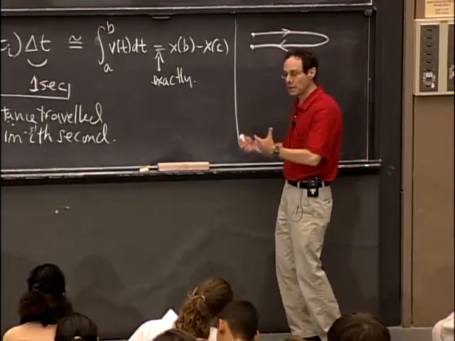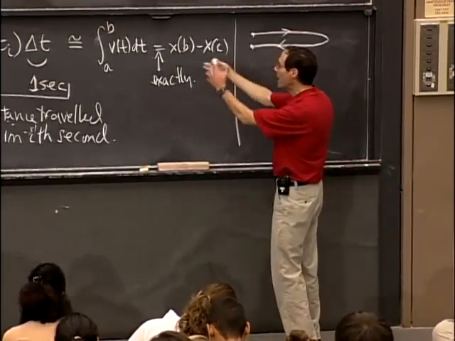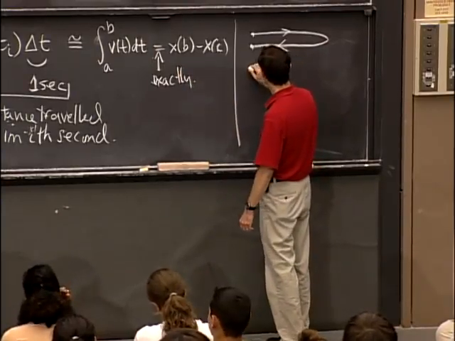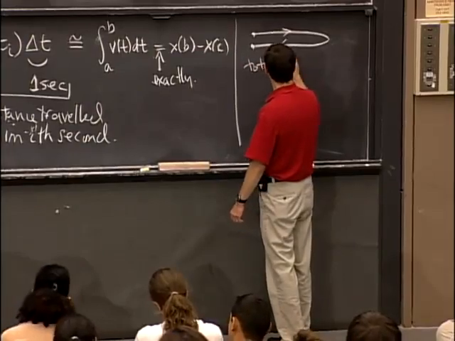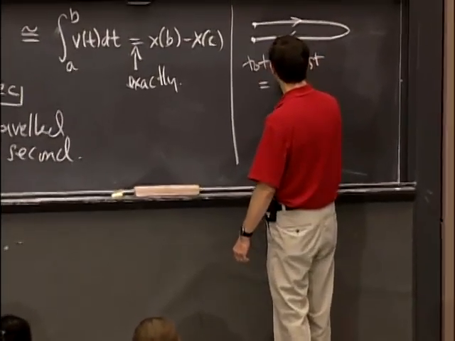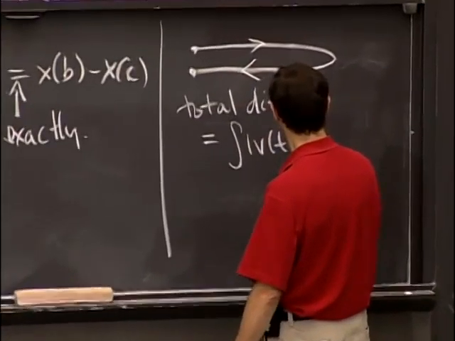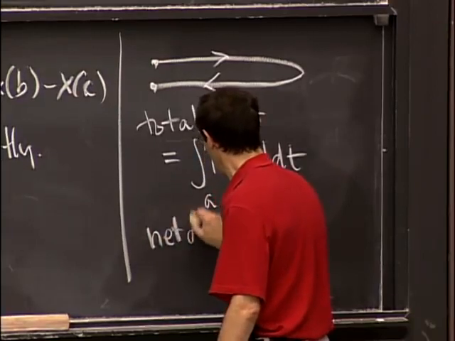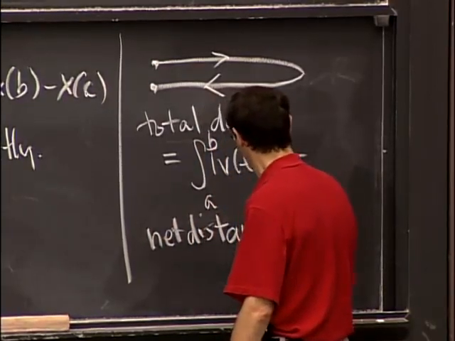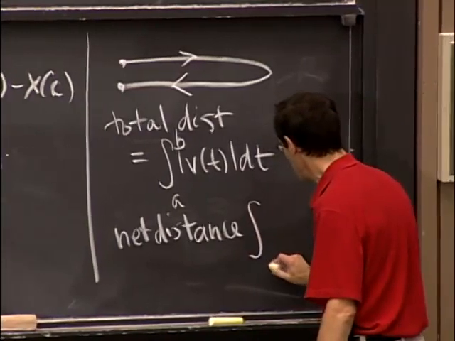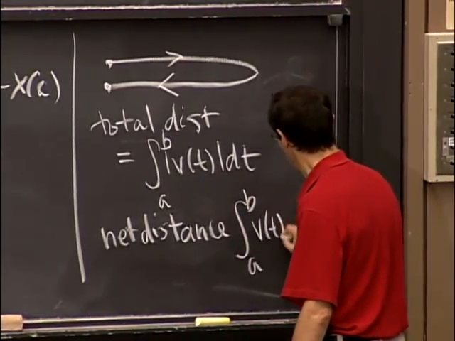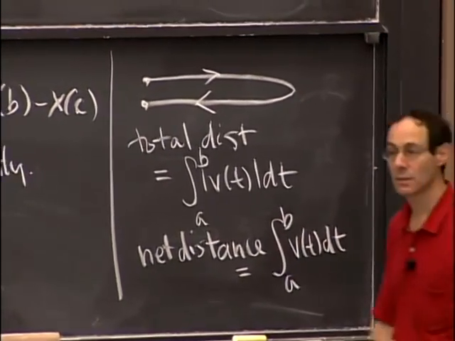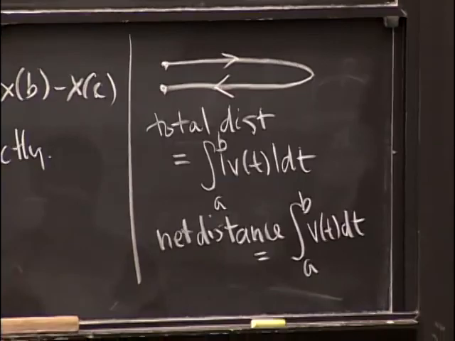So it's another thing. In other words, we now have the tools to do both. The total distance is equal to the integral of this, with the absolute value, from A to B, but the net distance is the one without the absolute value signs. All right? So that's correct. Other questions?